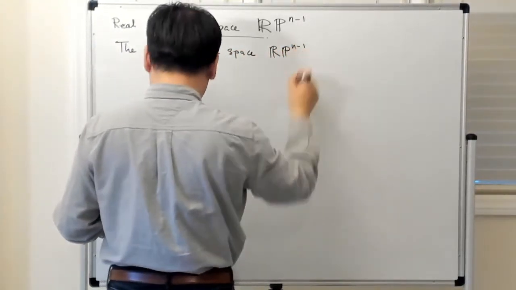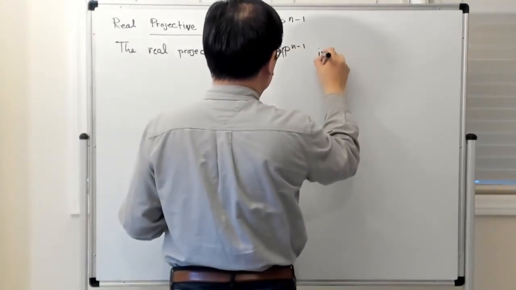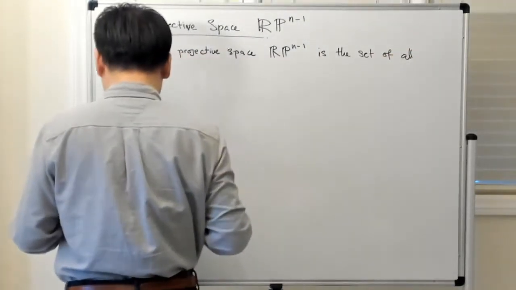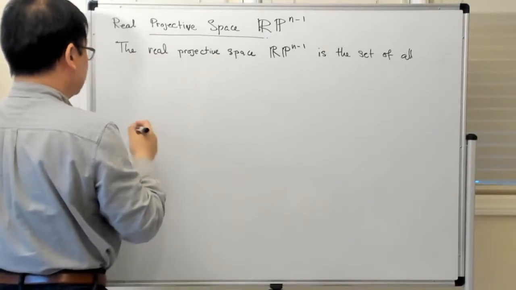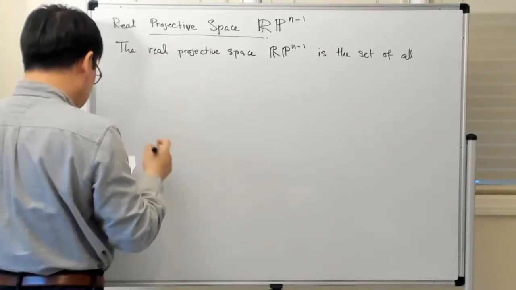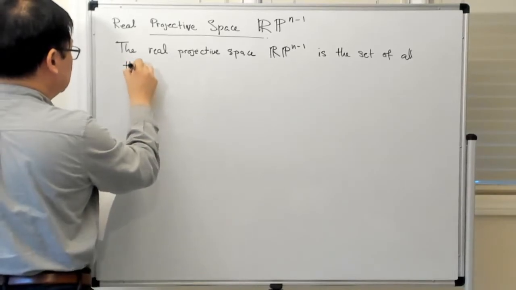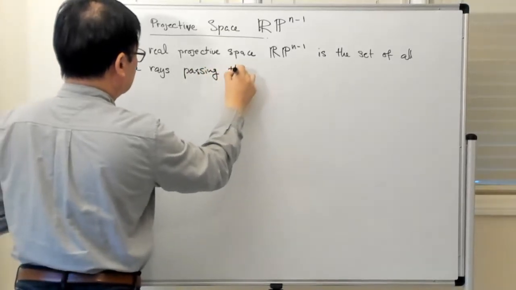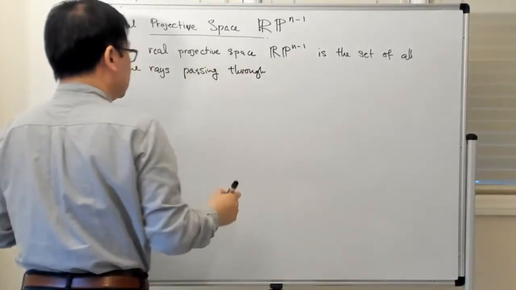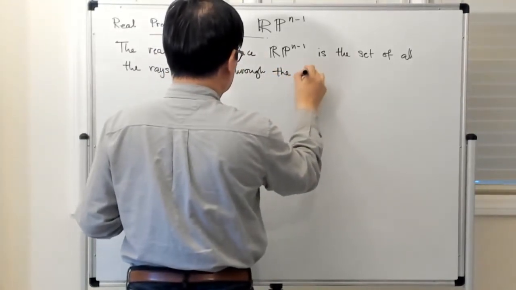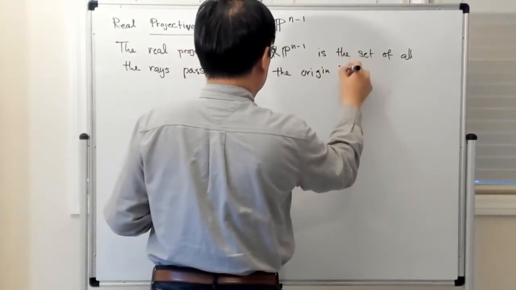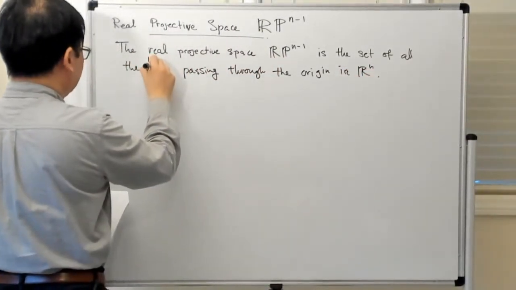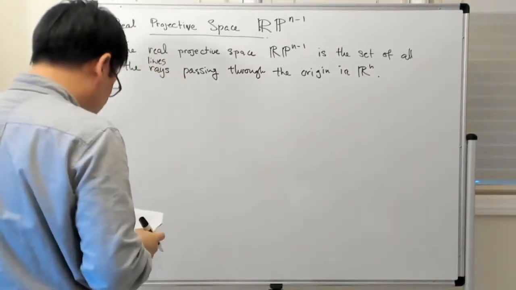RP^(n-1) is the set of all directions; more technically, it's the set of rays which pass through the origin in R^n. Or if you prefer, the set of all lines passing through the origin in R^n.